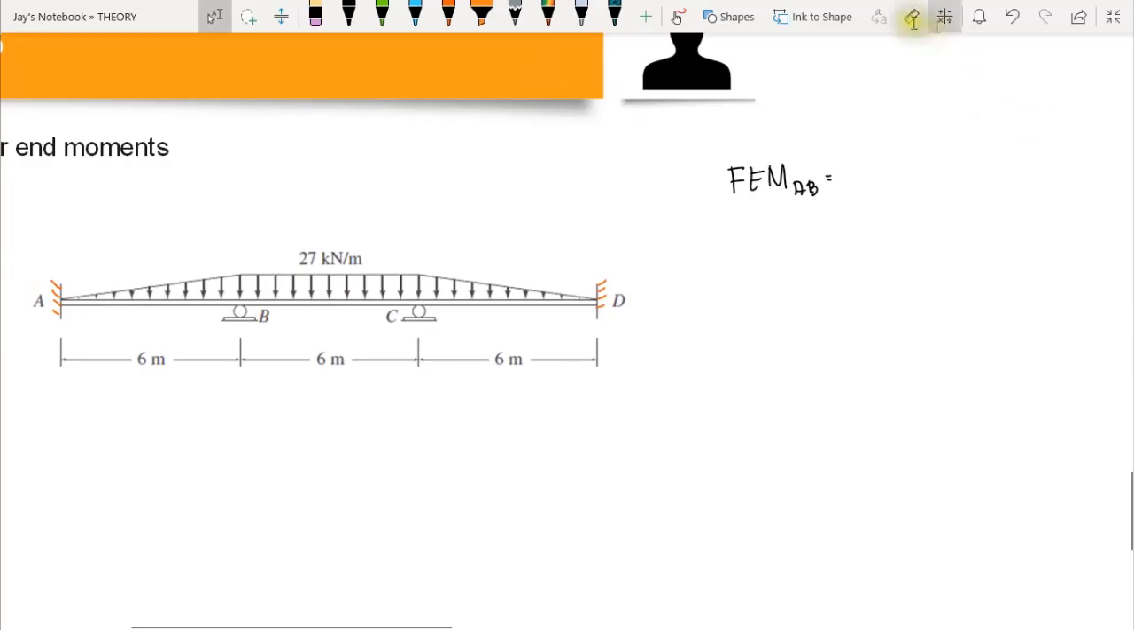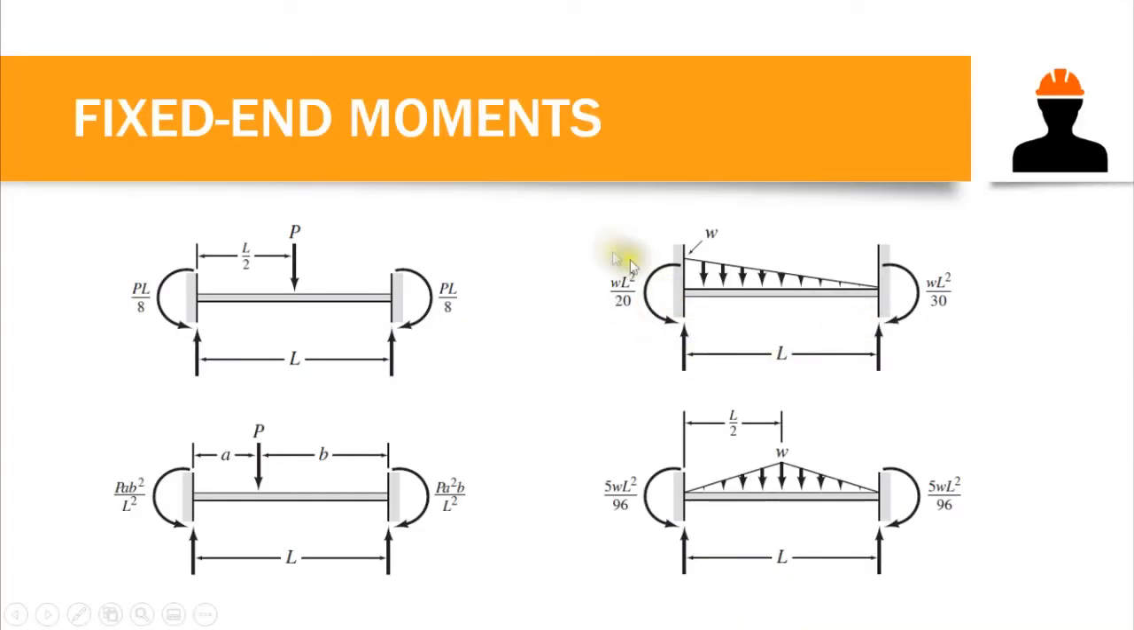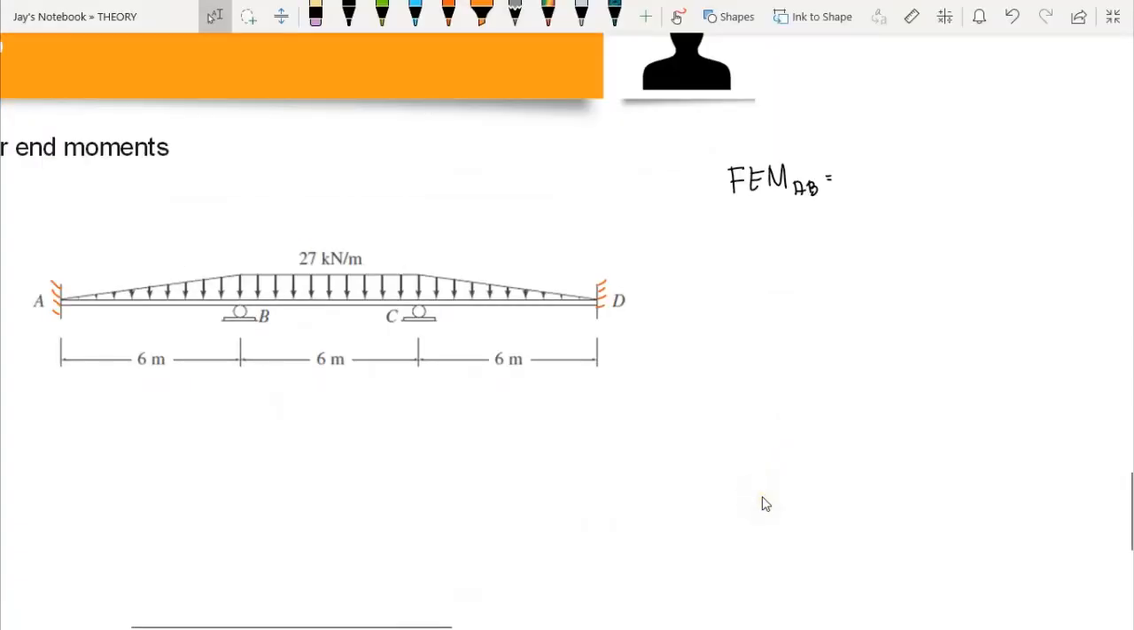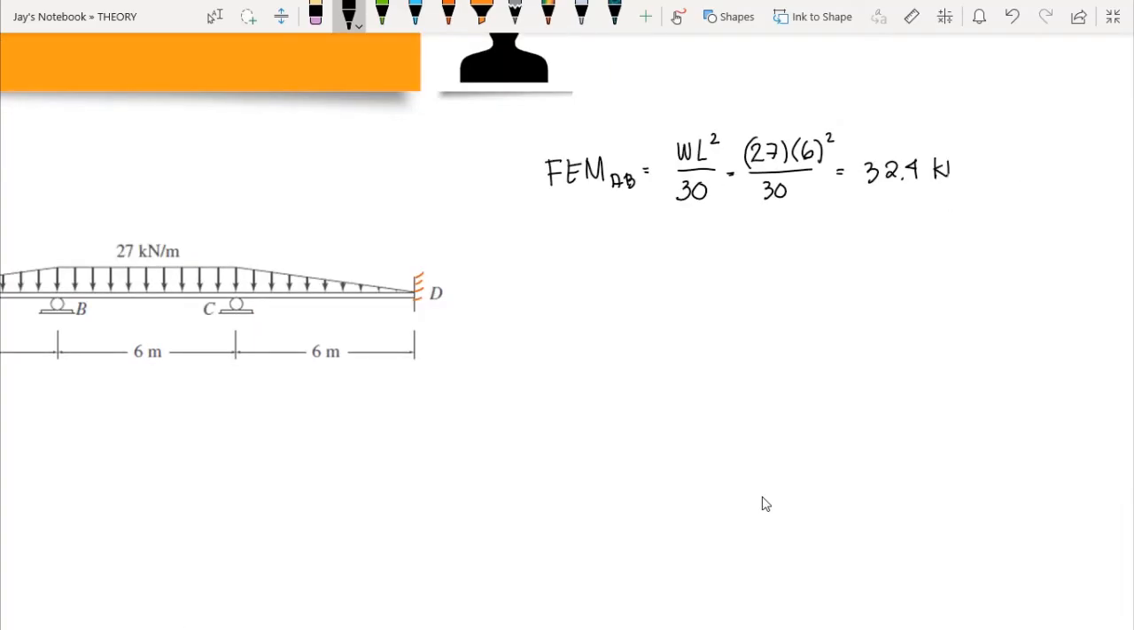So going back to our fixed end moment formula, on the side of our triangular load where we have the highest magnitude, we have WL squared over 20, but at the point where we have a zero magnitude, our fixed end moment is WL squared over 30. So at AB, we have WL squared over 30. W is 27, the height of our triangle, and L is 6, squared, over 30. That means we have 32.4 kilonewton meters.